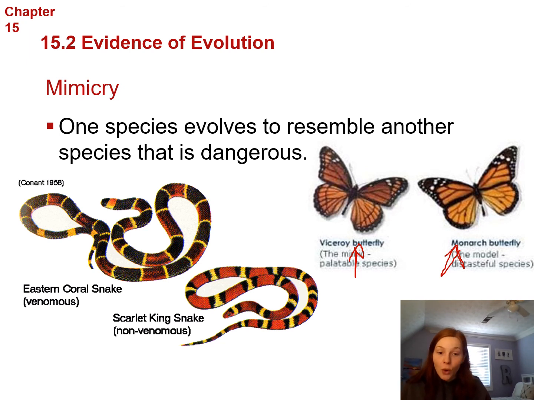Another example is the coral snake and the king snake. I can tell you if I was out, I would stay away from both. I don't care if it's venomous or not. That's not Ms. Hall's forte. Snakes are not her thing. But just for you to know, the eastern coral snake is venomous. The scarlet king snake is non-venomous. And they look close enough to where I would stay away from both.